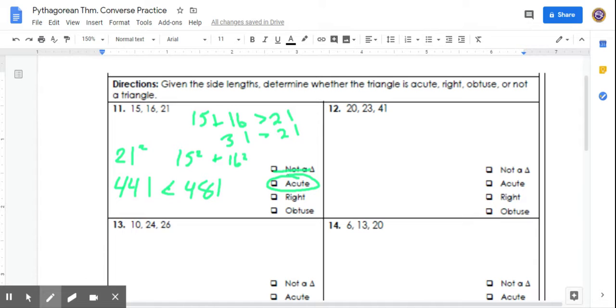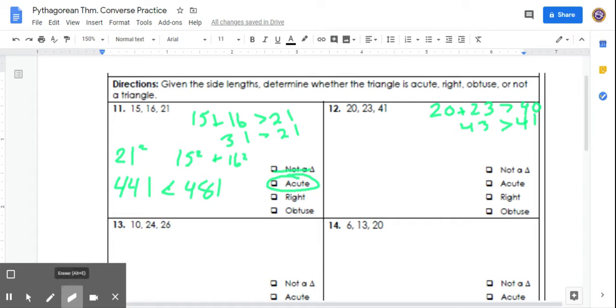So number 12, we need to check that 20 plus 23 is greater than 41. That's definitely true. 20 plus 23 is 43, which is greater than 41. I don't know why I wrote 40 here. It should be 41. So again, you want to check that the two smaller sides are larger than the largest side. So that means it is a triangle, so I can get rid of that option.